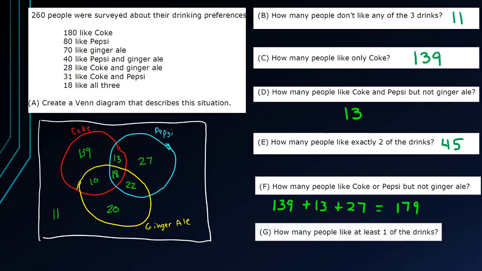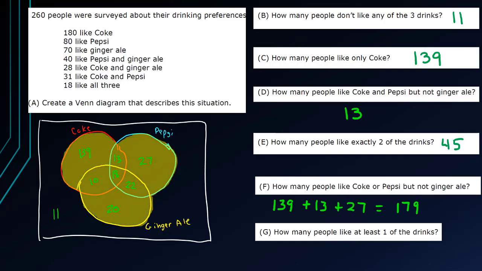And the last question, how many people like at least one of the drinks? Well, there's a couple ways to handle this. Here are the 3 drinks, and here are those that like just one. Basically anybody that falls within all these circles likes at least one of these drinks. So I can add up all these values, since that's the region I'm looking at.